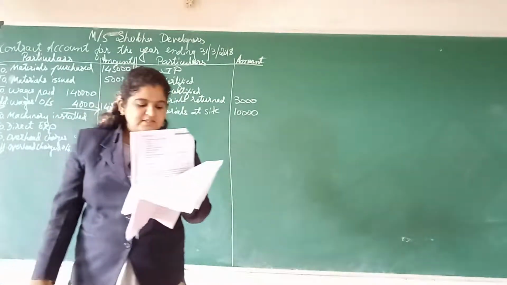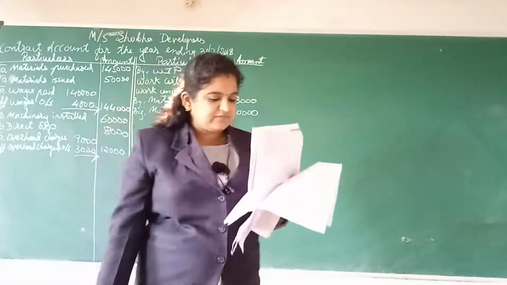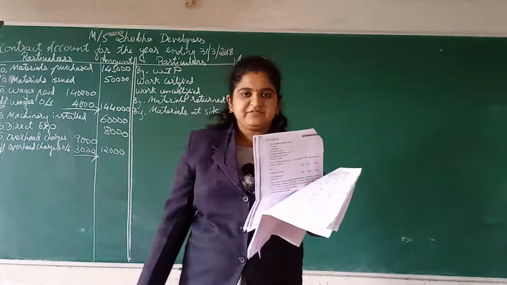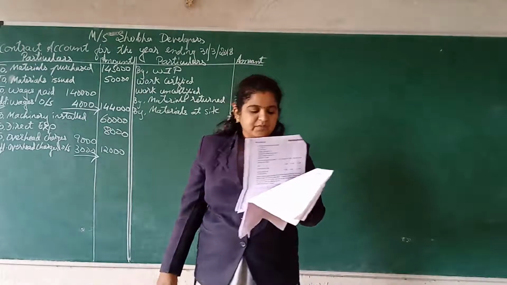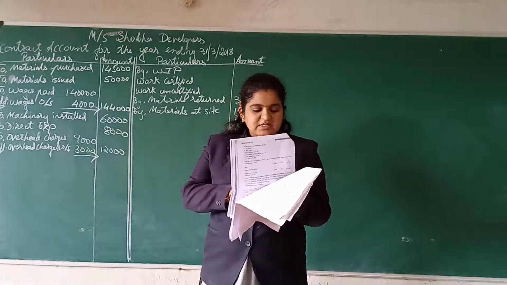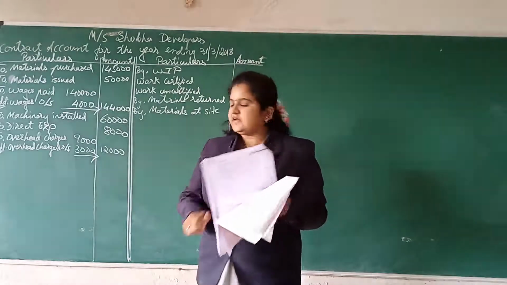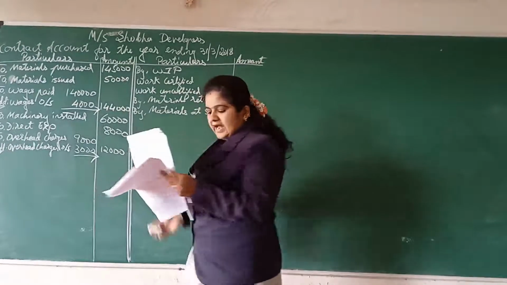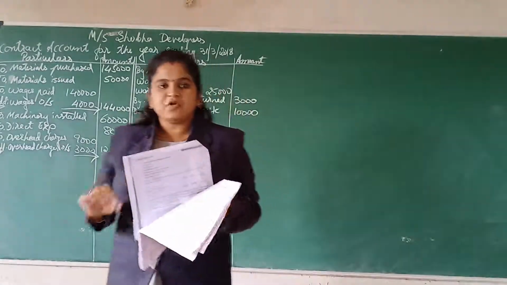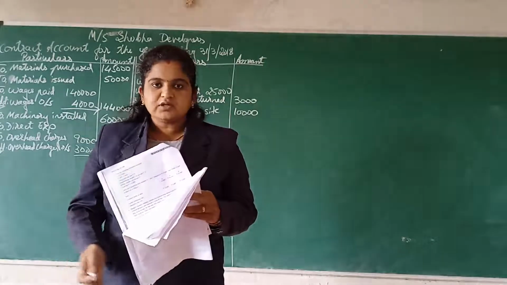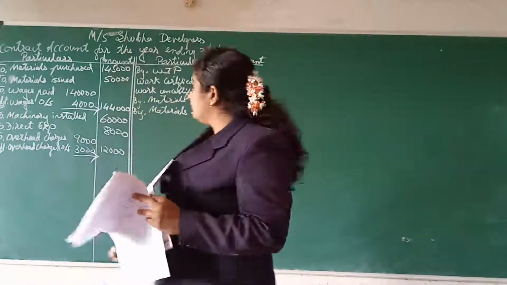Okay. Next is cash received. They have given cash received is 6,75,000. Okay. Now, next they have given is work uncertified is 25,000. We will write here 25,000. And now in the problem they have not given work certified. We will have to calculate work certified. So for that we will have a working note.